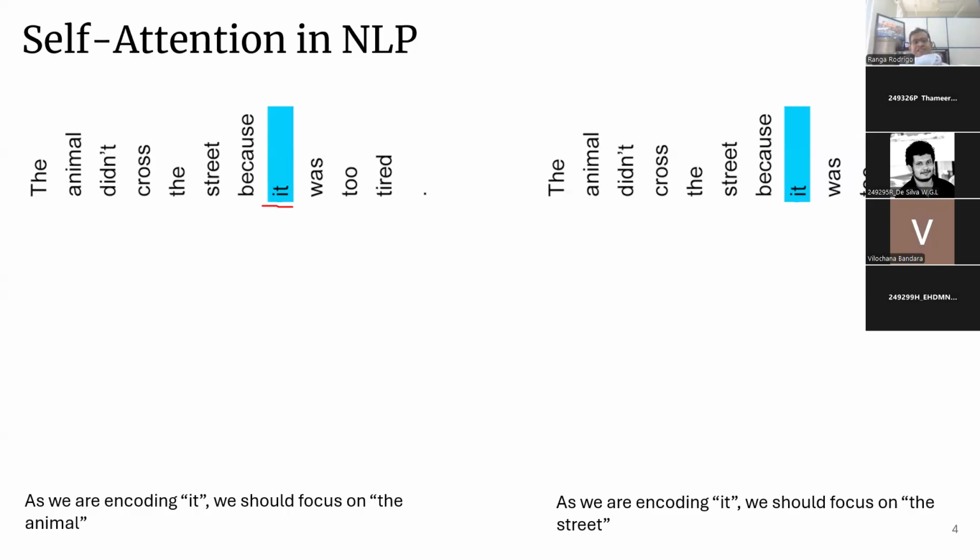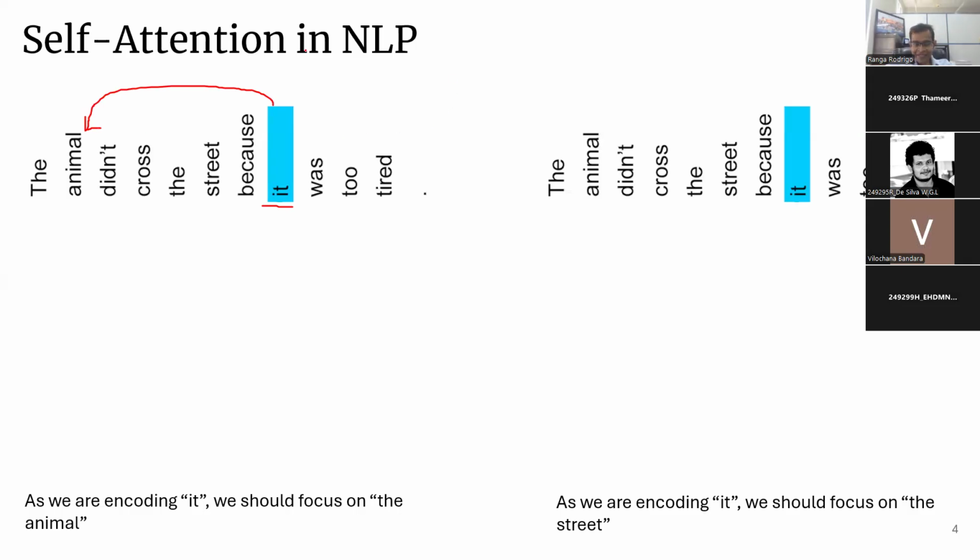The animal didn't cross the street because it was too tired. People are answering: actually, it refers to the animal. So that means the attention score it has on the animal should be large in comparison with the other words.